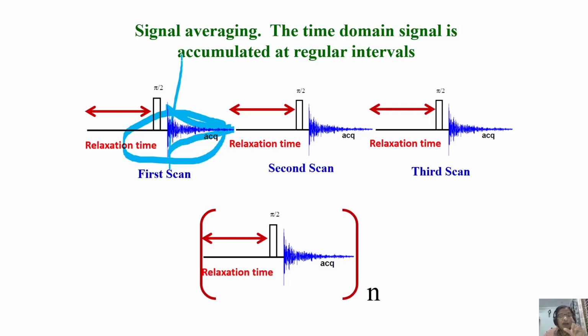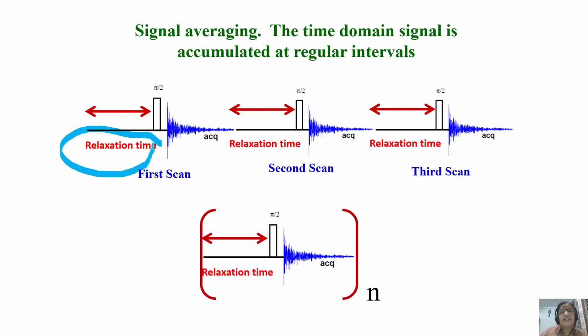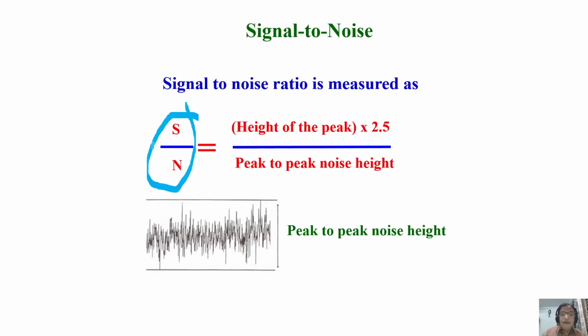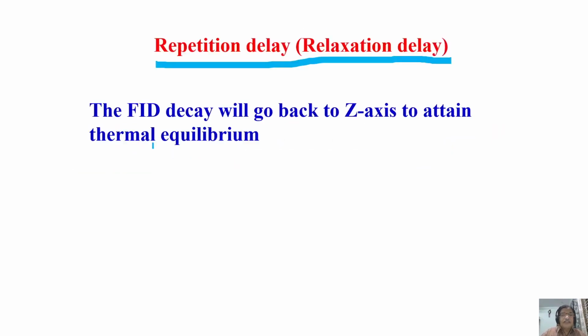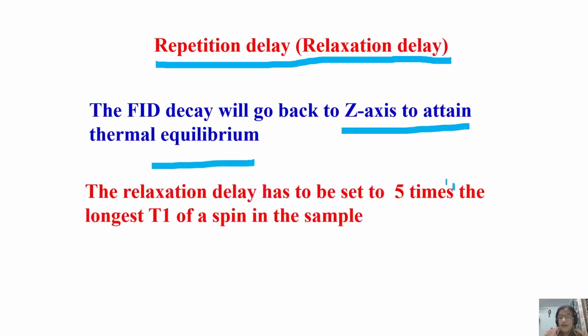Now, I must know how much time it takes for this magnetization to go back to the z-axis and attain thermal equilibrium. The time it requires to attain thermal equilibrium is called the spin lattice relaxation time. That is the one which defines what the relaxation delay should be. Remember, the relaxation delay should be such that the magnetization goes back to thermal equilibrium. In principle, you must wait for 5 times the longest T1.